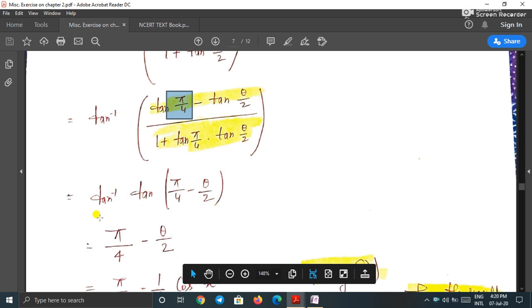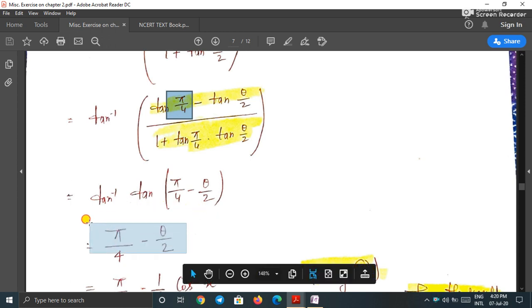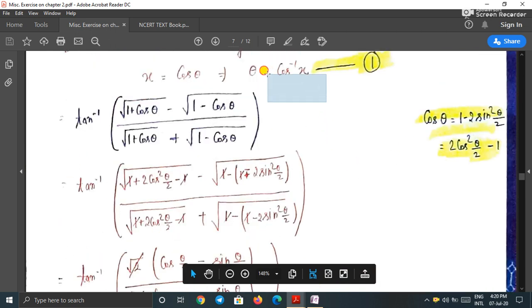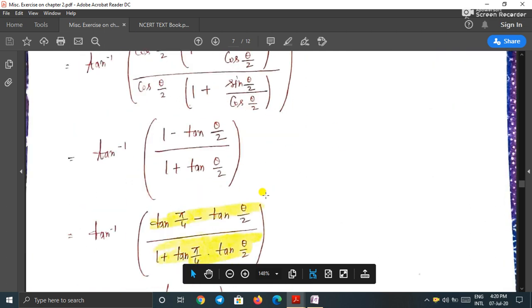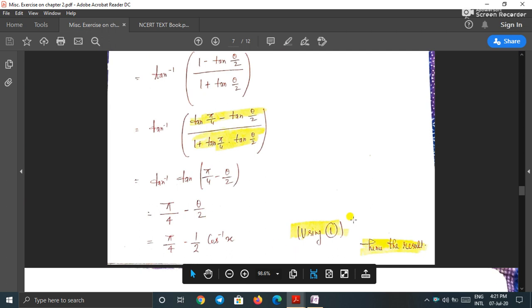Tan inverse and tan, after the composition becomes an identity function, your answer looks like this, pi by 4 minus theta by 2. But you have to answer the question in that variable in which the question is given. So find the value of theta. The value of theta is cos inverse x. So your answer will be pi by 4 minus half cos inverse x. In this way you have got the result.